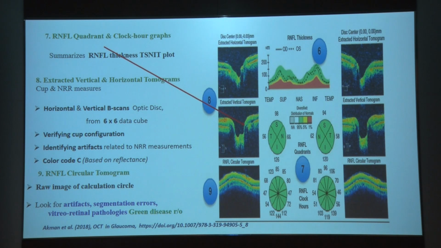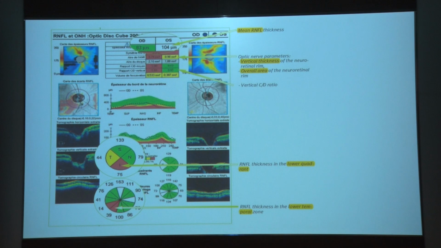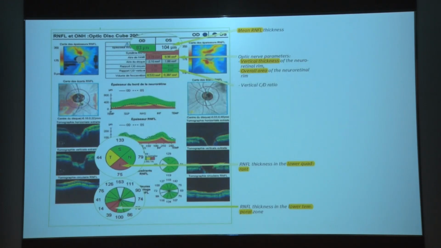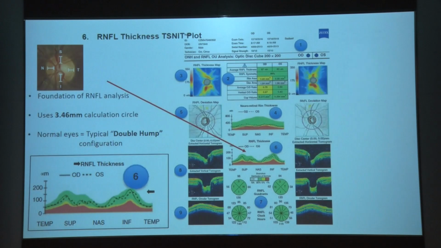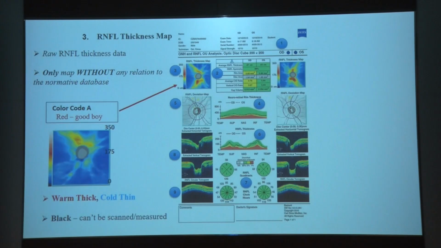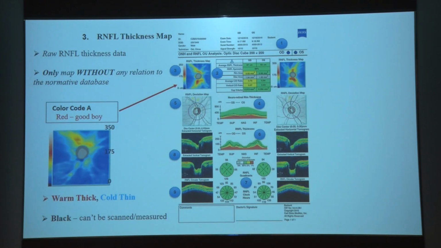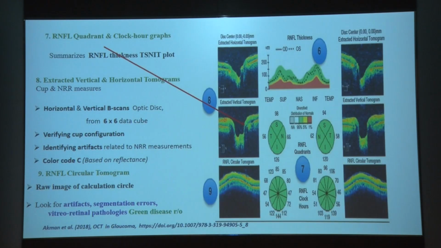Color code B is based on reflectance, and this is the raw image. I think we missed the color code B. A is the one in which red is good; that is a reflectance. I think we missed that somewhere in between. Yeah, here it is, color code B, where red is the bad boy, with this red being 1%, and the other one here, red is the good boy. Remember that color code A and B. So B is first and A is afterwards.